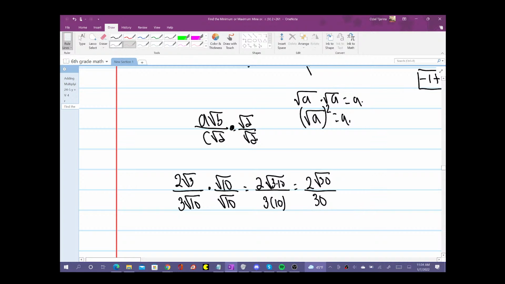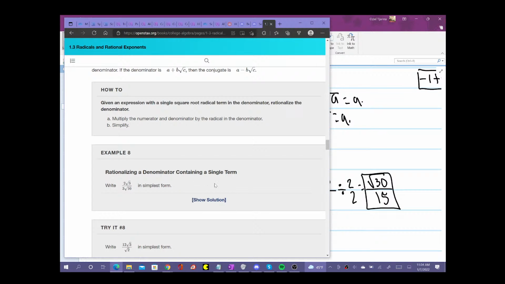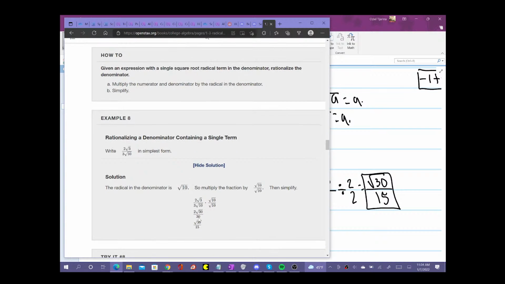Or actually, we can simplify it more. So you can divide top and bottom by 2, and you're going to get square root of 30 over 15, right? So yes.